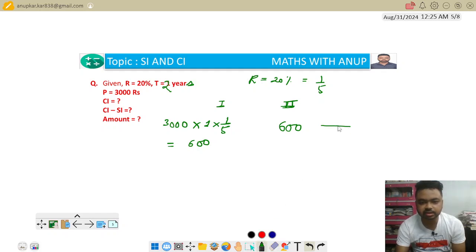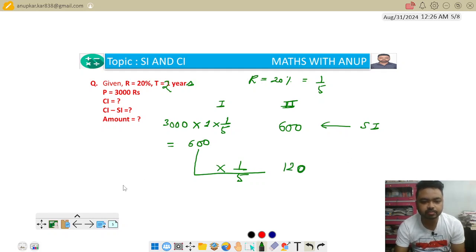This is my SI, simple interest, for first year and for second year. For first year, both of them are same. What is the difference? The difference is coming here. What additional thing is coming in the compound interest? Interest upon the first year, that will come by the rate. So simply multiply 600 into 1/5. How much will you get? It will be 120.